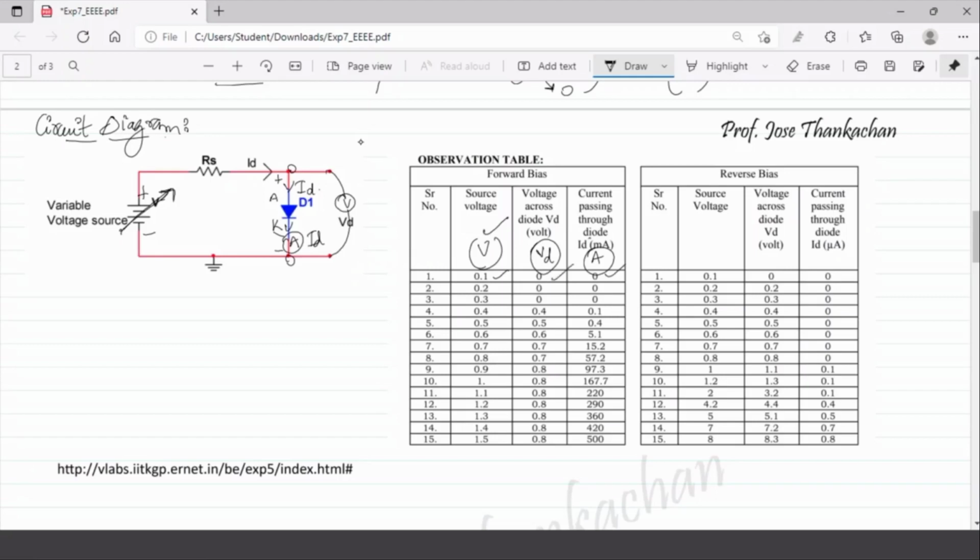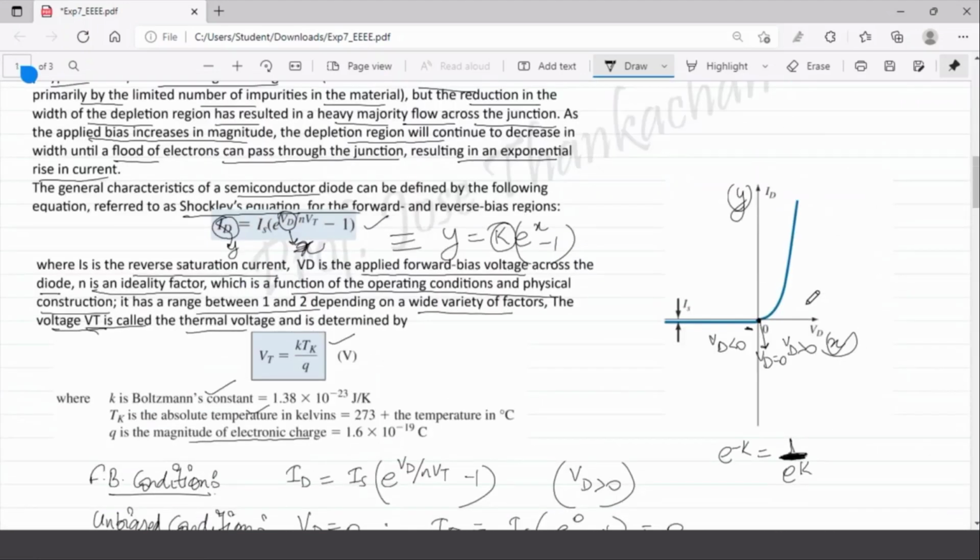Similarly, we increase the voltage here to 0.2. It is still 0. Current is also 0. We make it 0.3. We increase the value of this variable source voltage to 0.4, and you can see 0.1 ampere starts flowing through the diode. Voltage across the device will also change because it is now under conduction. Why? Because this is how the characteristics of the device are, ID versus VD.